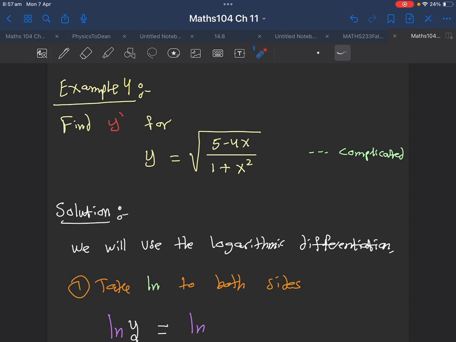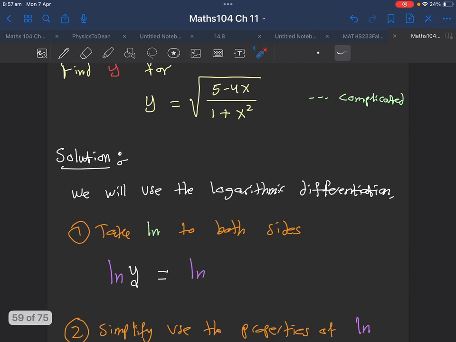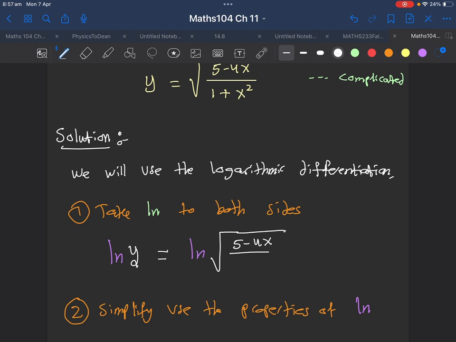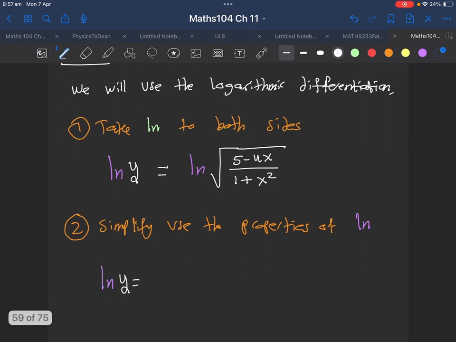So in logarithmic differentiation, if we want to use it, there are many steps. Step number 1, we will need to take the ln of both sides. So all you need to do here is you have a big square root of 5 minus 4x divided by 1 plus x squared. That's the first step. Next step, you need to simplify this one. Now, let's see how we can simplify this one.